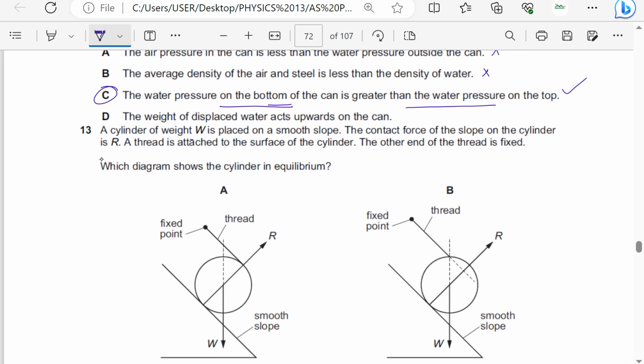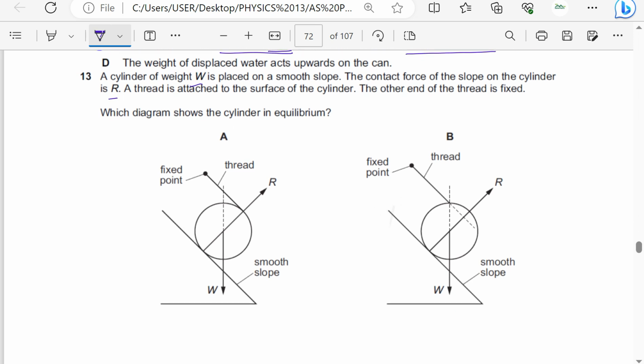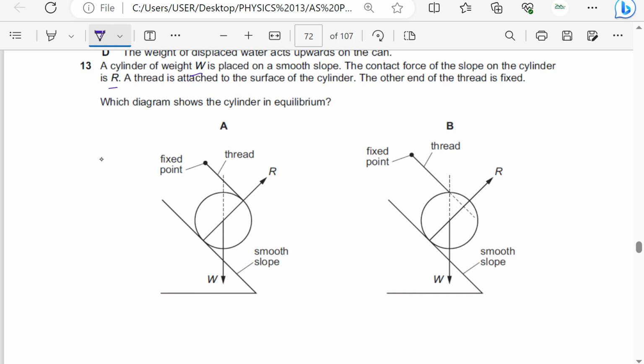A cylinder of weight W is placed on a smooth slope. The contact force of the slope on the cylinder is R. A thread is attached to the surface of the cylinder. The other end of the thread is fixed. Which diagram shows the cylinder in equilibrium? For equilibrium, the forces acting should form a closed triangle.